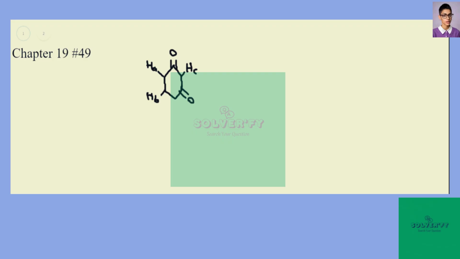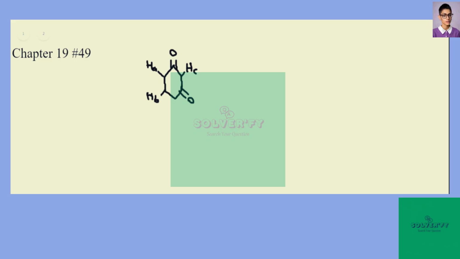This is the answer to Chapter 19, problem number 49 from the Smith Organic Chemistry textbook. This problem says, draw all resonance structures of the conjugate bases formed by removal of the labeled protons A, B, and C in 1,3-cyclohexane dione and acetanilide. For each compound, rank those protons in order of increasing acidity and explain the order you chose.